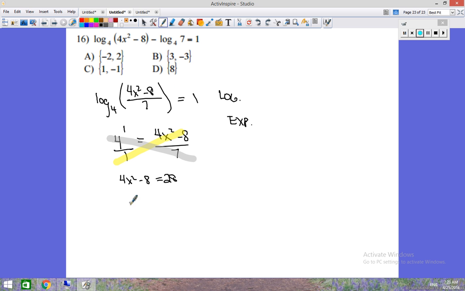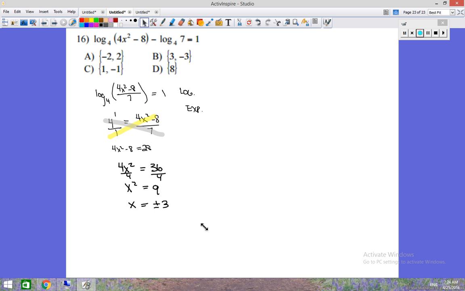Let's add 8 to both sides. And let's divide by 4. Taking the square root of both sides, we get positive or negative 3. So positive or negative 3 is a choice. I don't see a no solution, so most likely it's going to check. I suppose it's possible we could have made a silly mistake and just by pure chance come up with one of the choices. So let's check our answer just to be 100% sure.